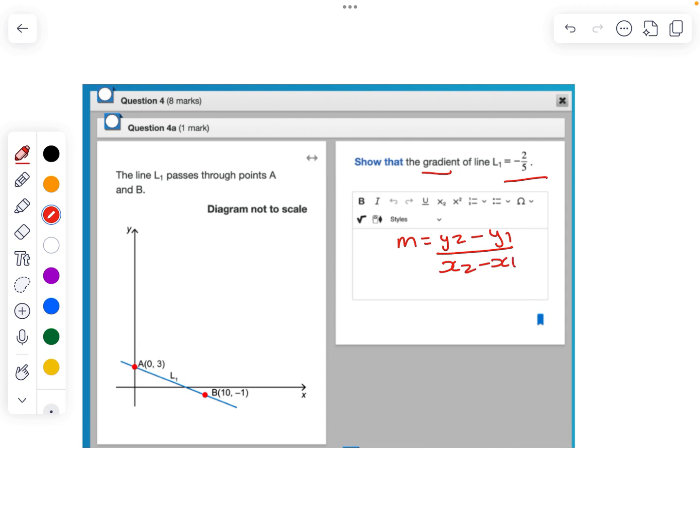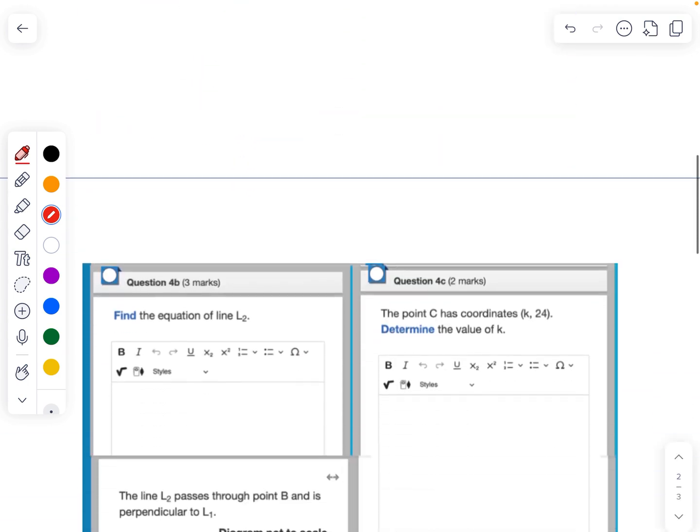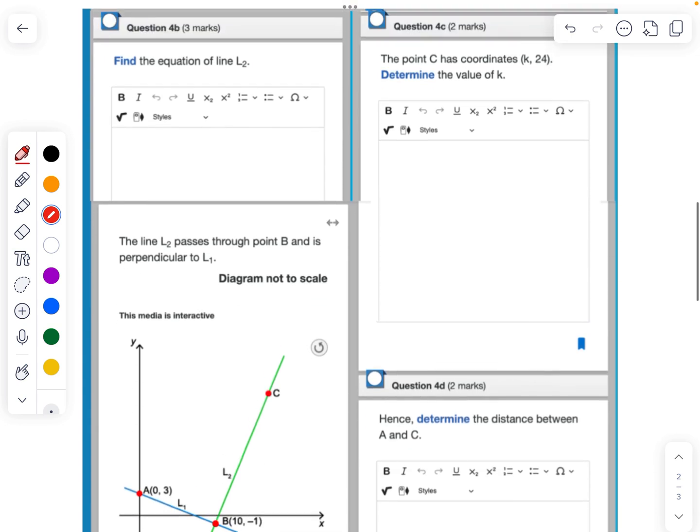Well, the gradient we know is y2 minus y1 over x2 minus x1. This is in the formula booklet. Right, we've got our 2 points, so x1, y1, x2, y2. So we substitute them in. We've got -1 minus 3 all over 10 minus 0. So -1 minus 3 is -4 over 10. And then if we simplify that, because you can divide both by 2, that is going to get you -2 over 5. That one's done.